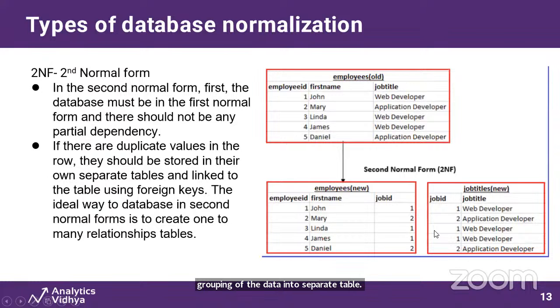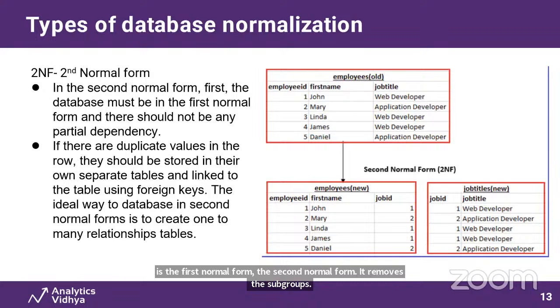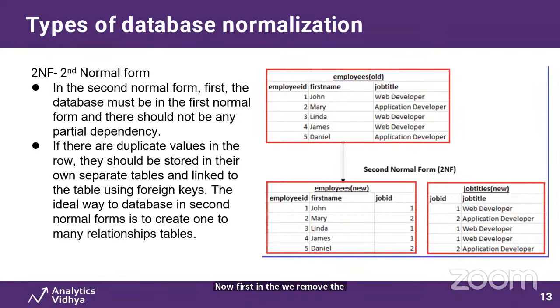The second normal form removes the subgroups. Now, in first normal form, we removed the grouping. Now, there can be subgroups as well, right? So, in second normal form, we remove the subgroups of the data present in multiple rows of a table, and it creates new tables with connections between them. So, for example, over here, you can see employee ID 1 with John, and his job title is web developer. Again, there are 5 different people, with some of them having the same job title.